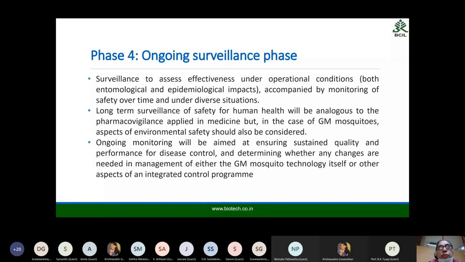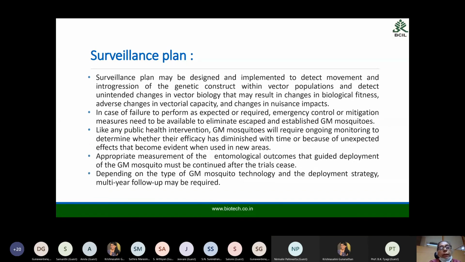See, please connect it with what Dr. Tyagi just now said, that it has to be a sustained effort. A halfway effort will not solve the problem and it may aggravate. So we need a sustained quality and performance for disease control, and determining whether any changes are needed in the management of either the GM mosquito technology itself or other aspects of an integrated control program.